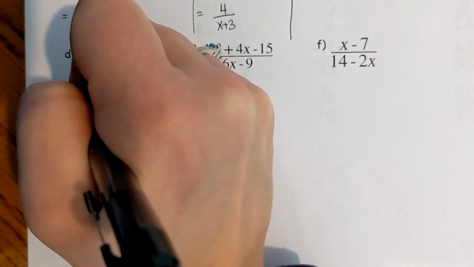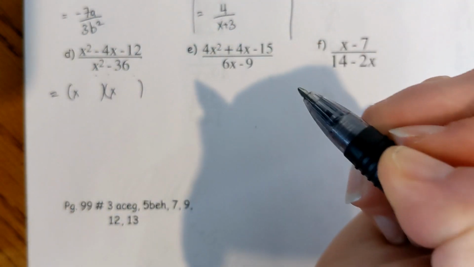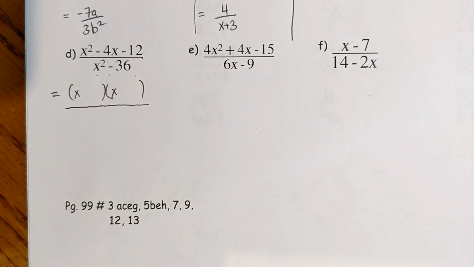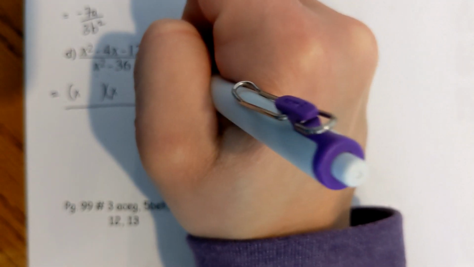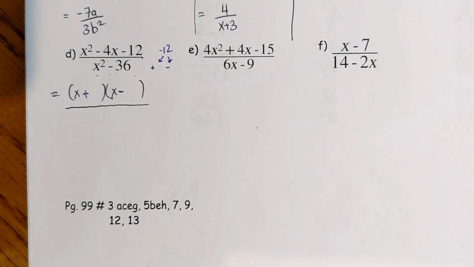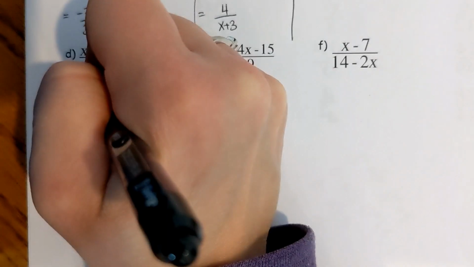If this is slow, if this is hard for you, it's a good time to pause and think of those factors yourself. I'm getting to negative 12. I know I'm going to have 1 plus and 1 minus. I'm going to have a negative 6 and a positive 2.